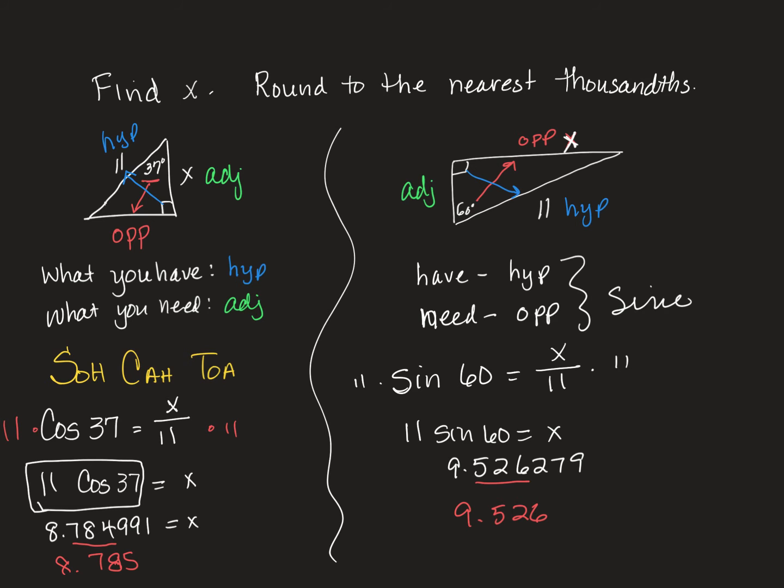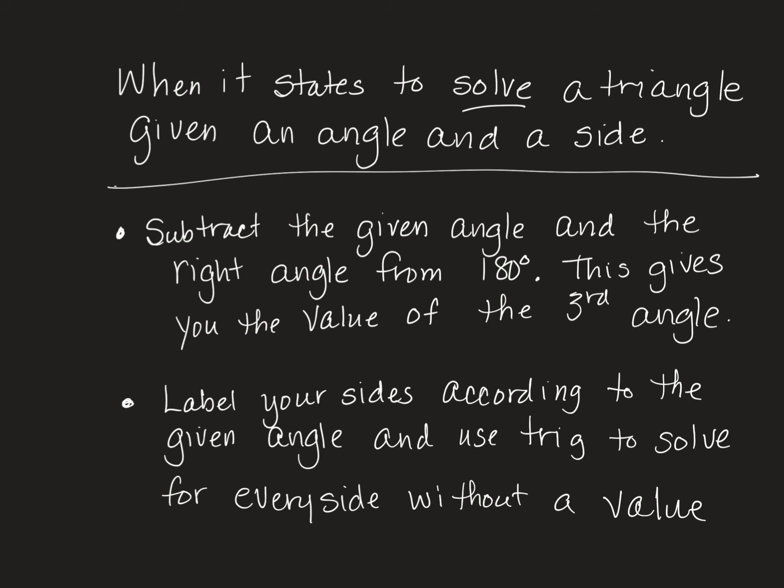Okay? Not too bad. So the next part is what happens when it states to solve a triangle. So in the directions it just states to solve a triangle. And I'm given an angle, again, not just the right angle. I'm given another angle besides the right angle, and a side. So the first thing you're going to do is subtract the given angle and the right angle from 180 degrees. This gives you the value of the third angle. And then you're going to label your sides like we just did. And I'm going to solve for any side I don't have a value for. So when it says solve, it means anything not labeled I need a label for. Okay, so take a minute, write this down.